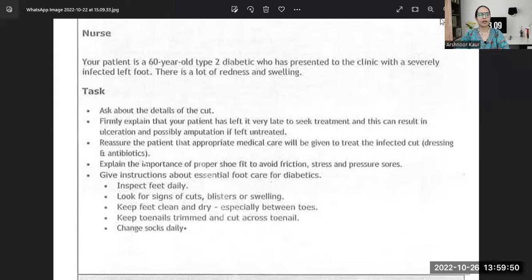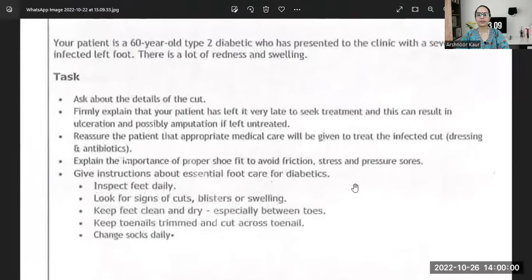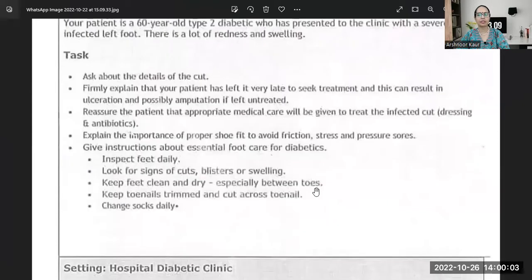Here it is written that the patient is already late, as it says to firmly explain that your patient has left it very late to seek treatment and this can result in ulceration and possibly amputation if left untreated. So in the first part, you have to tell the patient clearly that he is already late, and if at this time he is not treated properly, it may lead to amputation, which may be the adverse circumstances or the worst consequences of this. And now you have to reassure the patient that appropriate medical care will be given to treat the infected cut by dressing and antibiotics.